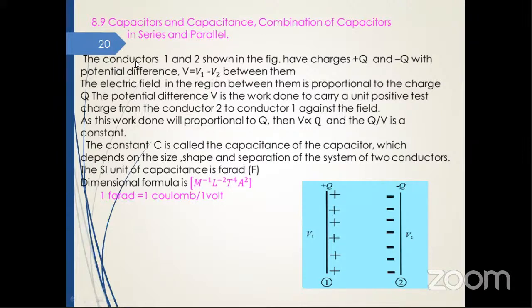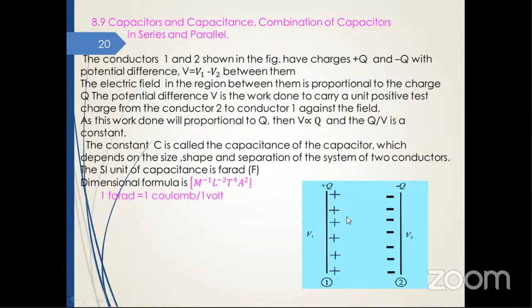See the conductors 1 and 2 as shown in this diagram. Suppose this is conductor 1 and this is the second conductor. The charge associated with conductor number 1 is positive Q, and the second one has charge minus Q. Conductor 1 has potential V1 and conductor 2 has potential V2, so the potential difference between them, V, is equal to V1 minus V2.